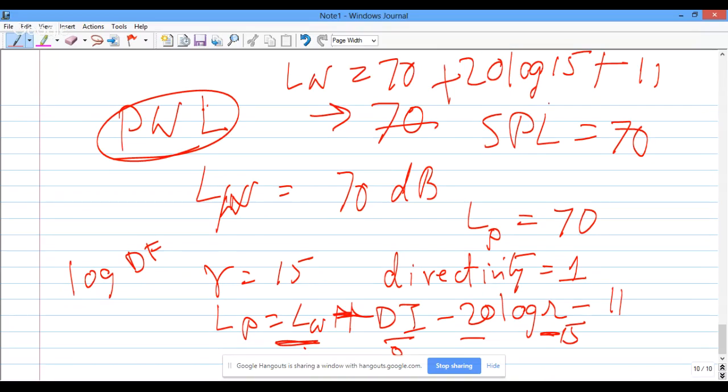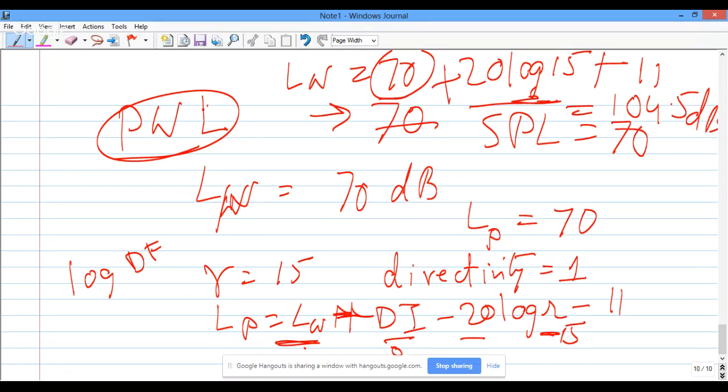So log of 15 should be 1.6 or something, right? How much is log of 1.6, or something, 1.18. Okay, so this is 1.18 into 20, so this is 23.52. 70 plus 23.52 will make it 93.52, plus 11, so the source must be 104.5 dB. So that's the power level of the source.